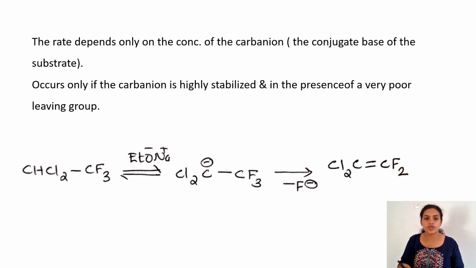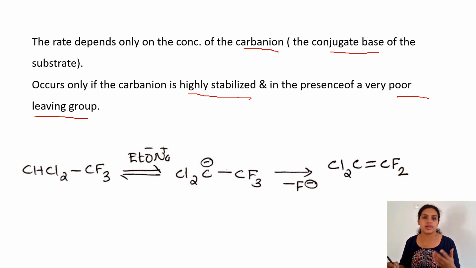And here the points to be noted are the rate that I have already explained. The rate depends only on the concentration of the carbanion, which is the conjugate base of the substrate, and this mechanism occurs only if the carbanion is highly stabilized, and only in the presence of a very poor leaving group. As I have told you already, this mechanism does not operate in ethyl bromide.